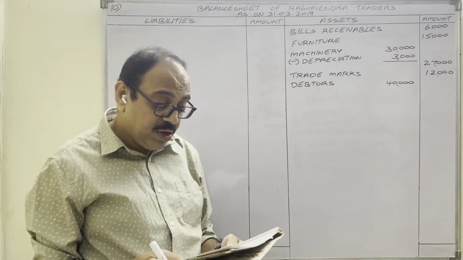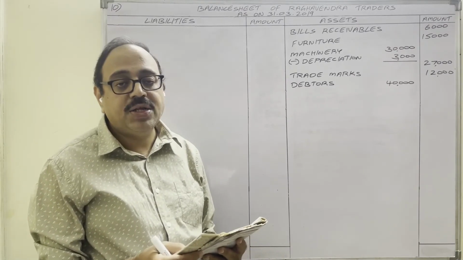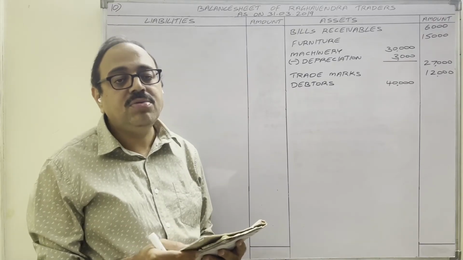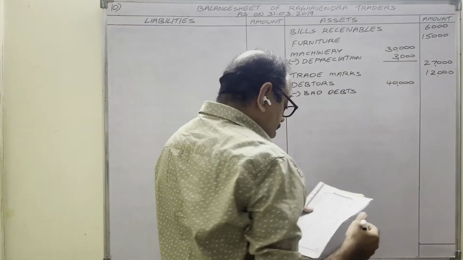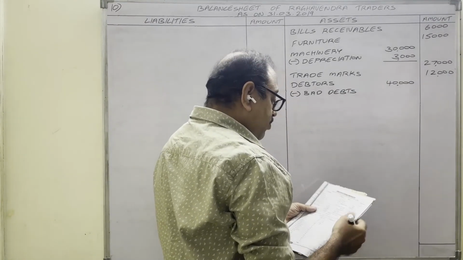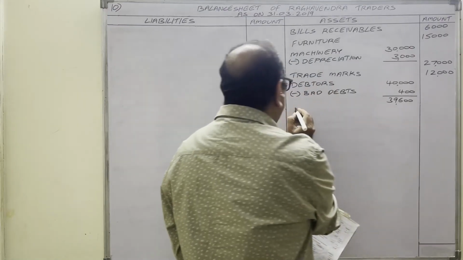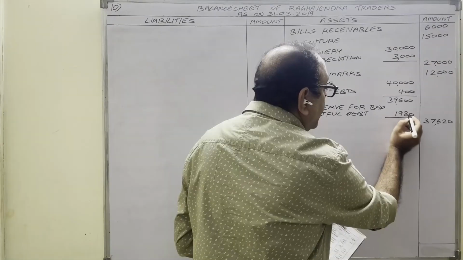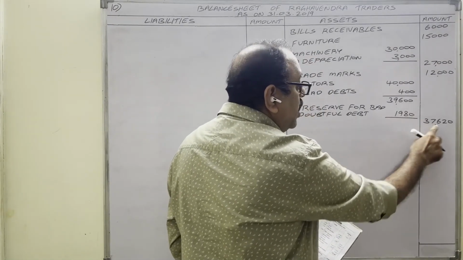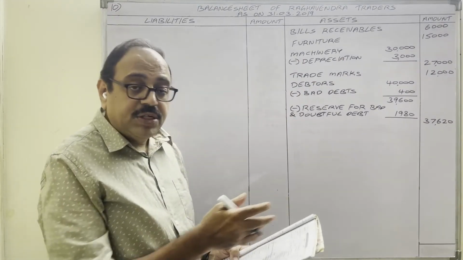In adjustment, two amounts are there, no? Bad debt is given, provision for bad debt is also given. Both we have to subtract from debtors. First, bad debts we should subtract. Adjustment bad debt amount is 400 rupees. Remaining value in inner column minus adjustment reserve for bad and doubtful debt 1,980. Then the final amount in outer column 37,620. Bad debt debit side completed.